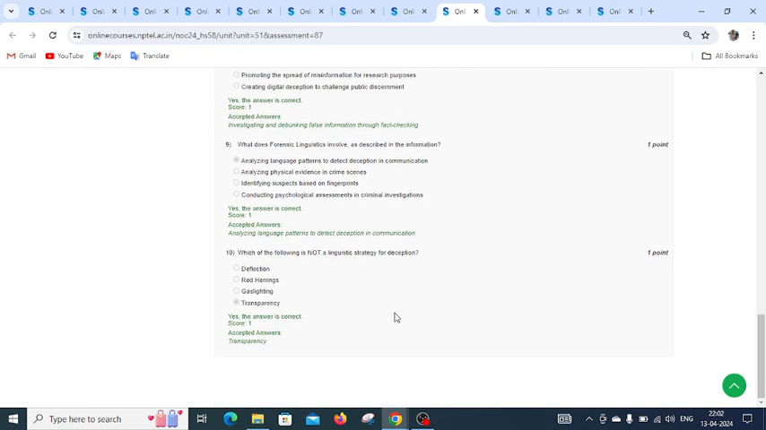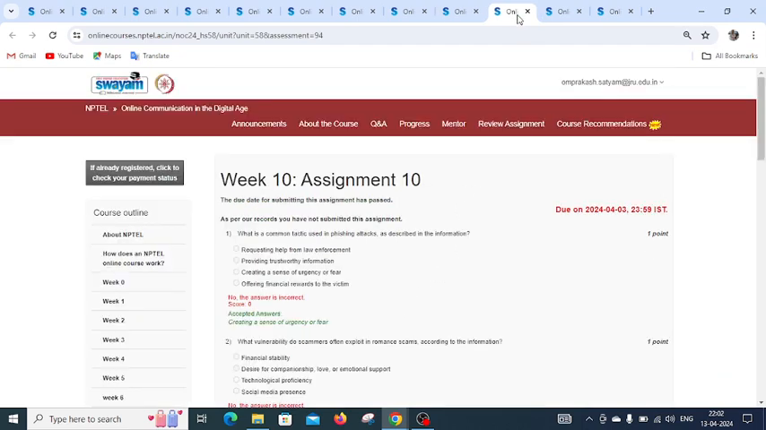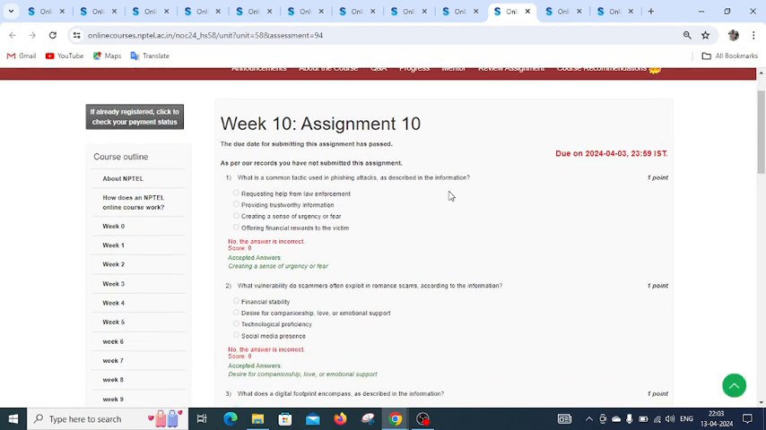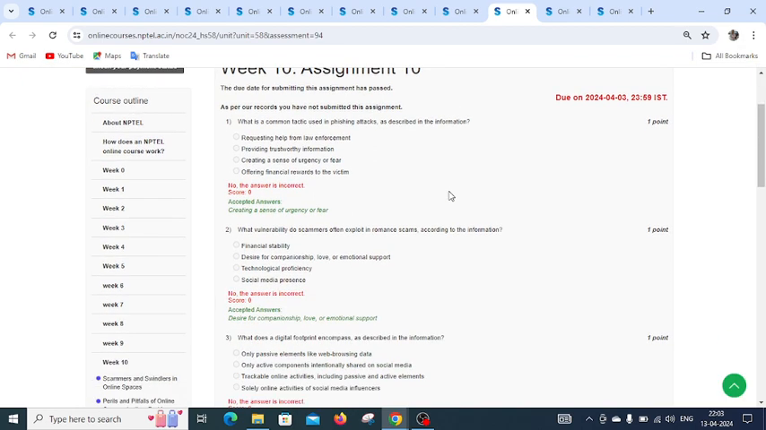Which of the following is not a linguistic strategy of dissipation? That is your transparency. Now moving to the next, that is your week 10 assignment 10. What is a common tactic used in phishing attacks as described in the information? That is creating a sense of urgency or fear.